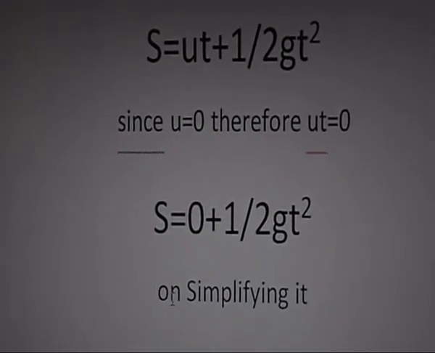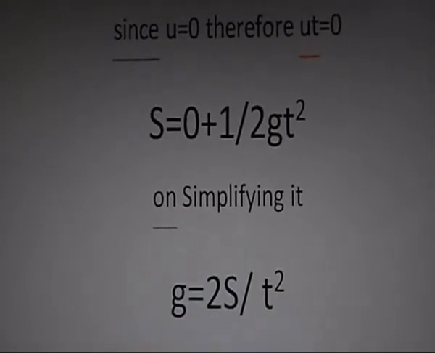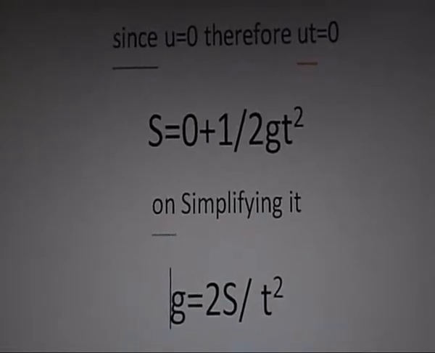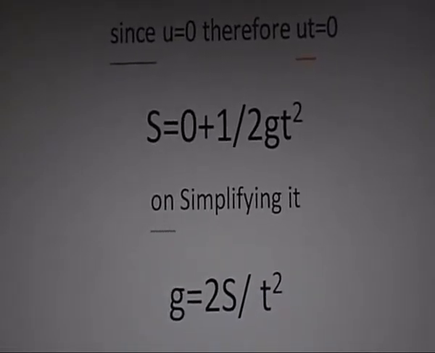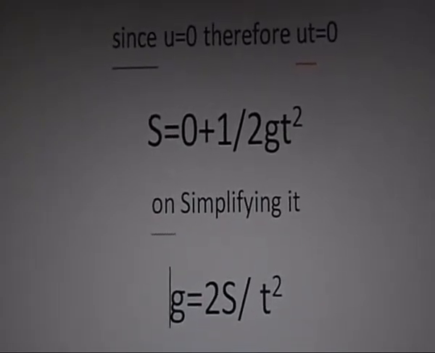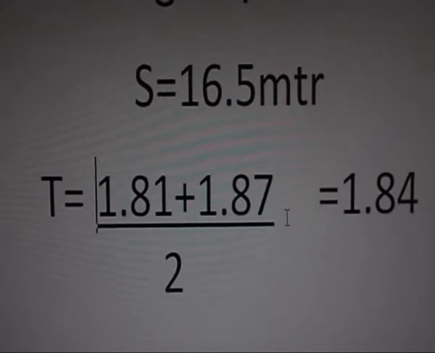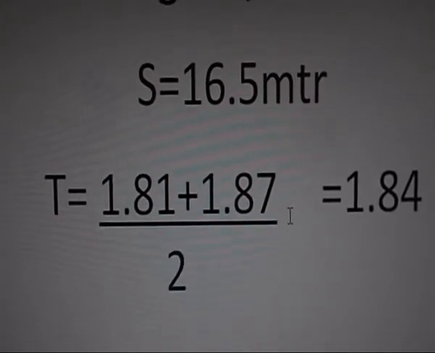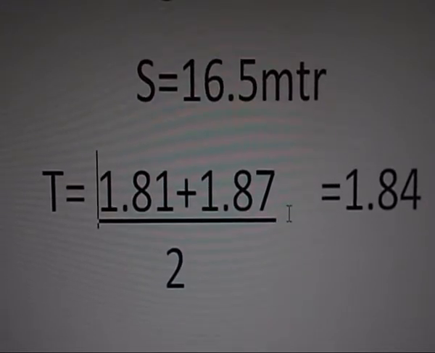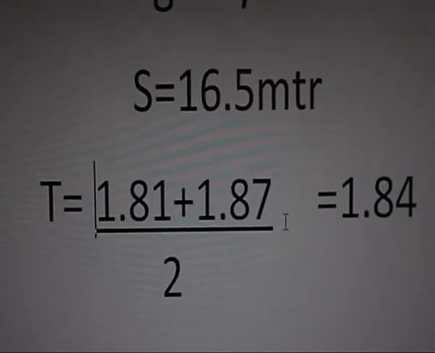On simplifying it, we get g is equal to 2S divided by t square, where S is the height of the building and t is the time taken by the stone to descend this height. So using this formula we can calculate the gravitational acceleration. S in our case is 16.5 meter and t, the time taken by stone to descend this height, comes out to be 1.84 seconds. This is the average time taken by stone to descend this height.